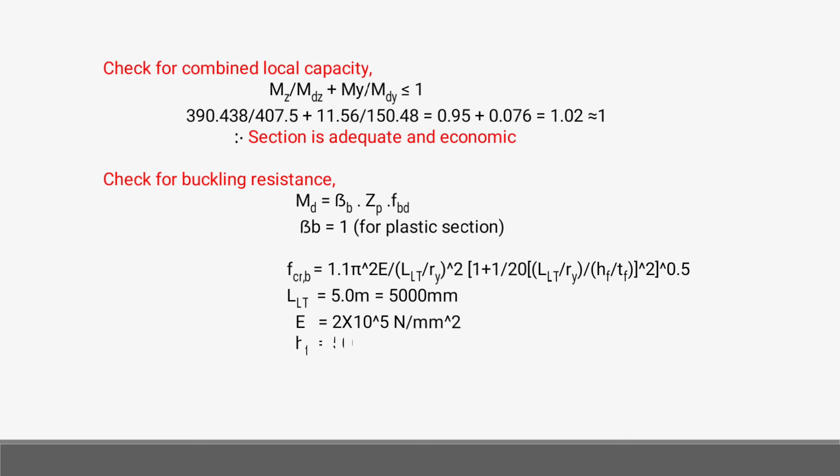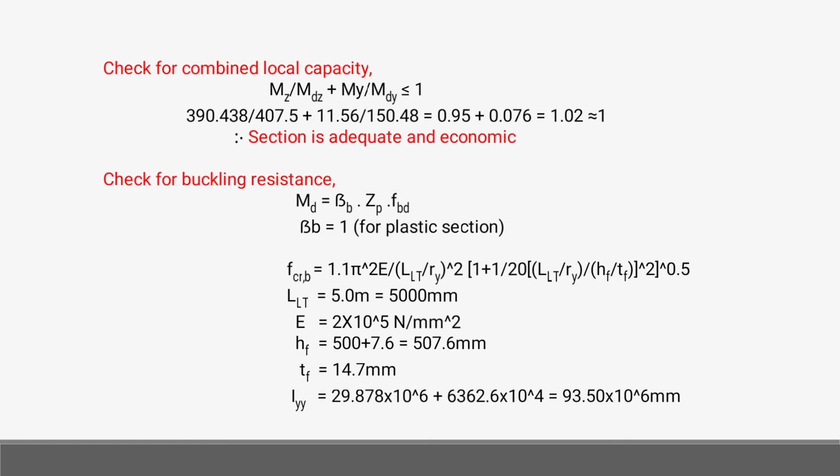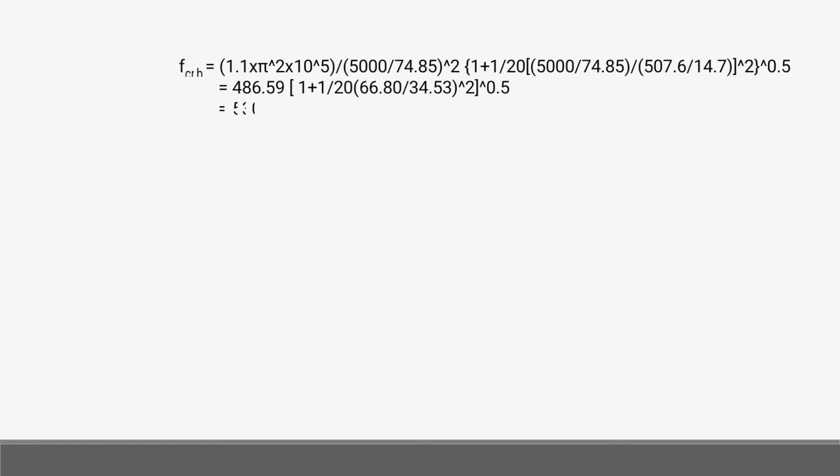For the steel section, HF is equal to 500 plus 7.6, which is 507.6. Then TF is 14.7 mm. And IY we know the formula, apply that. Then area is equal to 16686.6 mm square. Then FO we know the formula, applied, 74.85 mm. So FCR is equal to FCB, and if you know all the values, apply it. So FCR is equal to 530.165 Newton per mm square.